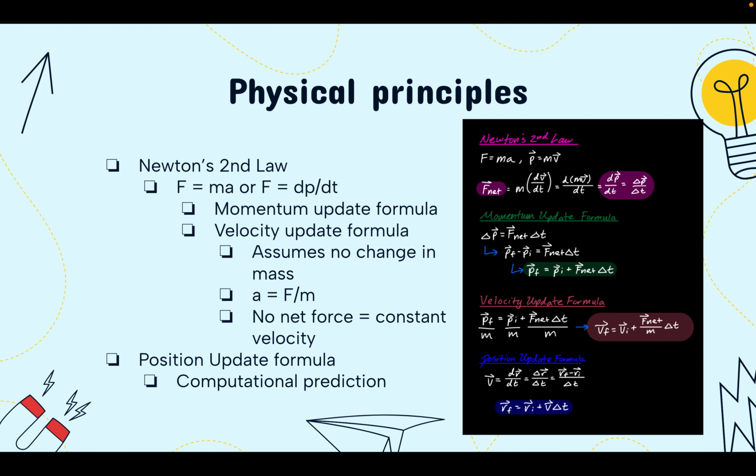In this experiment, we are assuming that our object is moving at constant velocity, which means that there is no acceleration, which means that there is no net force. By substituting 0 for the net force in the velocity update formula, we get the final velocity is equal to the initial velocity. The position update formula can be found by getting the velocity equation, expanding it, and rearranging it. This is used for computational prediction.